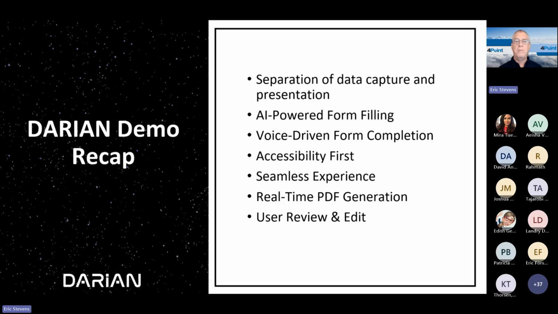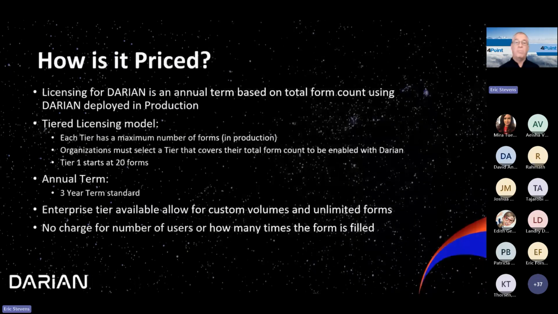So some questions I'm sure you have. Let's dive into a little bit more detail. How are we going to price this? All right. So this is going to be priced based on form count, the number of forms that you're putting into production. In other words, the number of places on your forms portal where you're going to put a tag that says, fill out using voice, fill out in a conversational way, however you want to communicate that to your users. It's a tiered licensing model. So you choose the tier that matches the number of forms that you're planning on putting in production, and it's priced associated with that. We're doing it as an annual term license with a standard 3-year term.